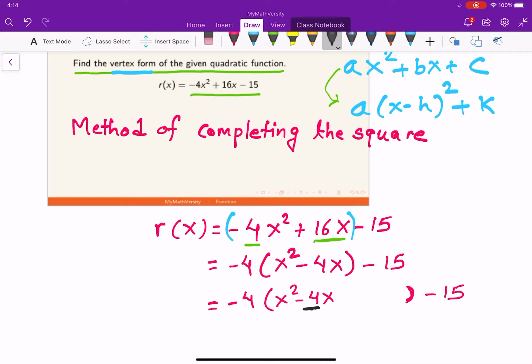Neglect the sign, so the number is just 4, right? Take a half of that. What is the half of 4? 2, right? And now take a square of that. What is the square of that? Square of 2 will be 4. So you get a number, add that and subtract that.